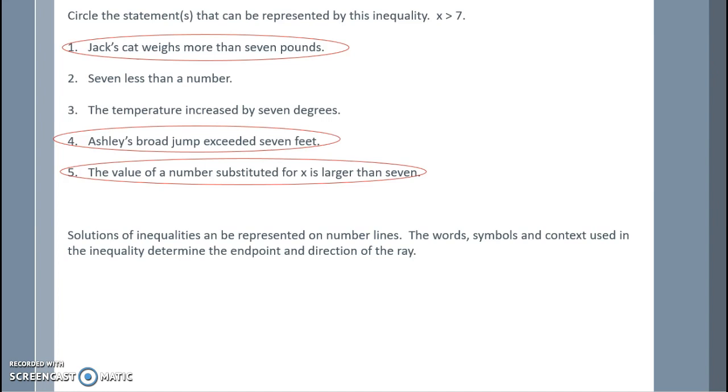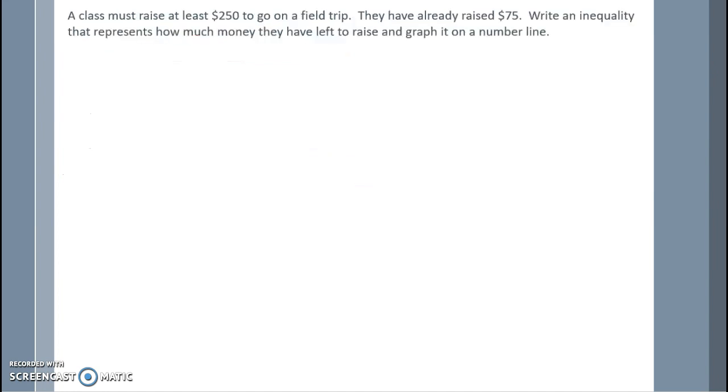Solutions of inequalities can be represented on number lines. The words, symbols, and context used in the inequality determine the endpoint and the direction of the ray. A class must raise at least $250 to go on a field trip. They have already raised $75. Write an inequality that represents how much money they have left to raise and graph it on a number line.